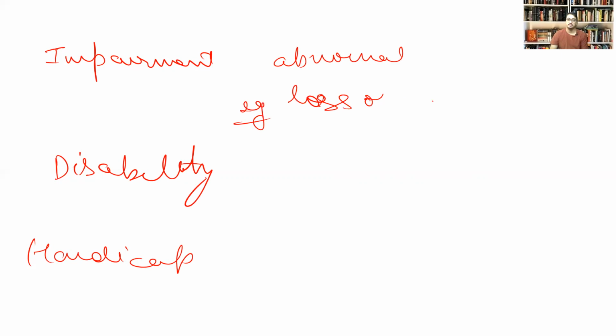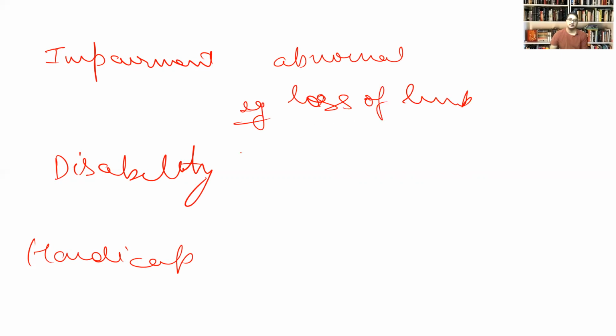So basically, what is impairment? It is any abnormality, psychological, physical, or of anatomical structure. For example, a loss of limb. Example, we can understand for loss of limb. So the limb has been lost, so impairment is there.